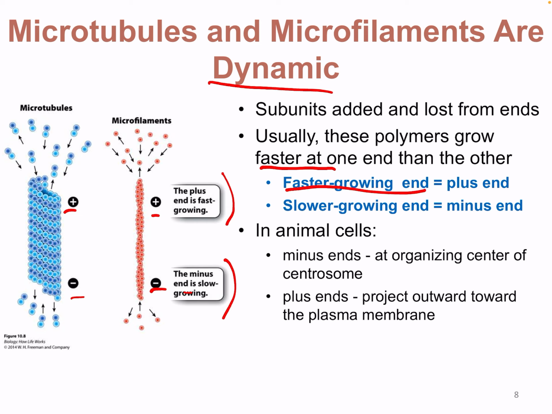Again, here we just said that. In animal cells, the minus ends are at the organizing center of the centrosome. The plus ends project outward toward the plasma membrane. The plasma membrane is likely exposed to more activity. So that's why it grows faster, to help it deal with its more challenging environment.